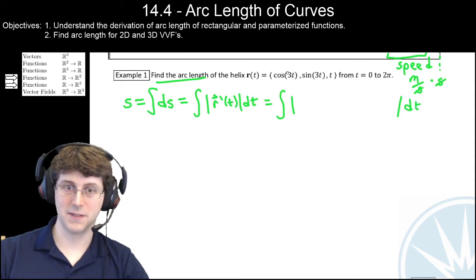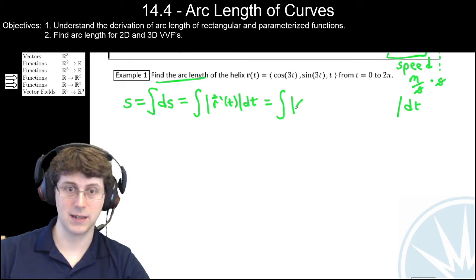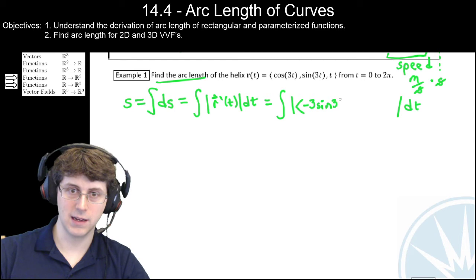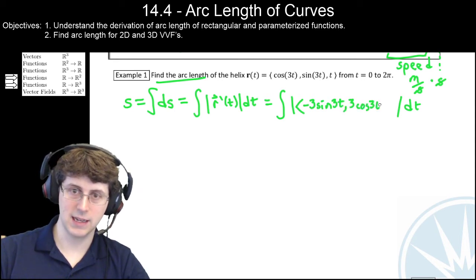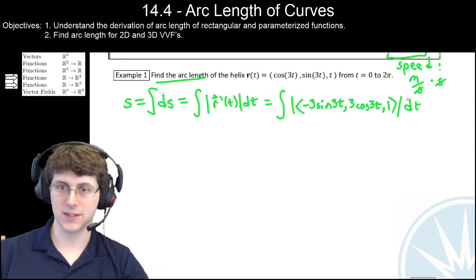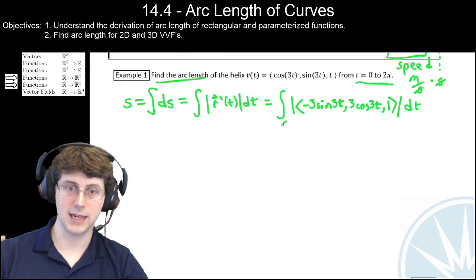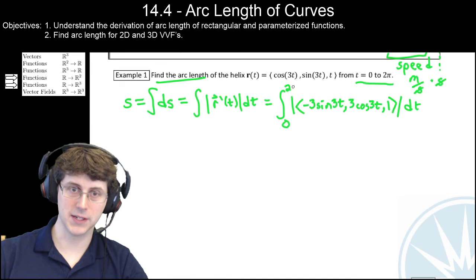But the derivative of a vector-valued function you get by taking the derivatives of all the components. So I'll have minus 3 sine 3t, 3 cosine 3t, and 1. Now that our integral is a t integral, I can drop some bounds on it. The bounds here are from 0 to 2 pi. Because those are t bounds, I can just put them on the integral.